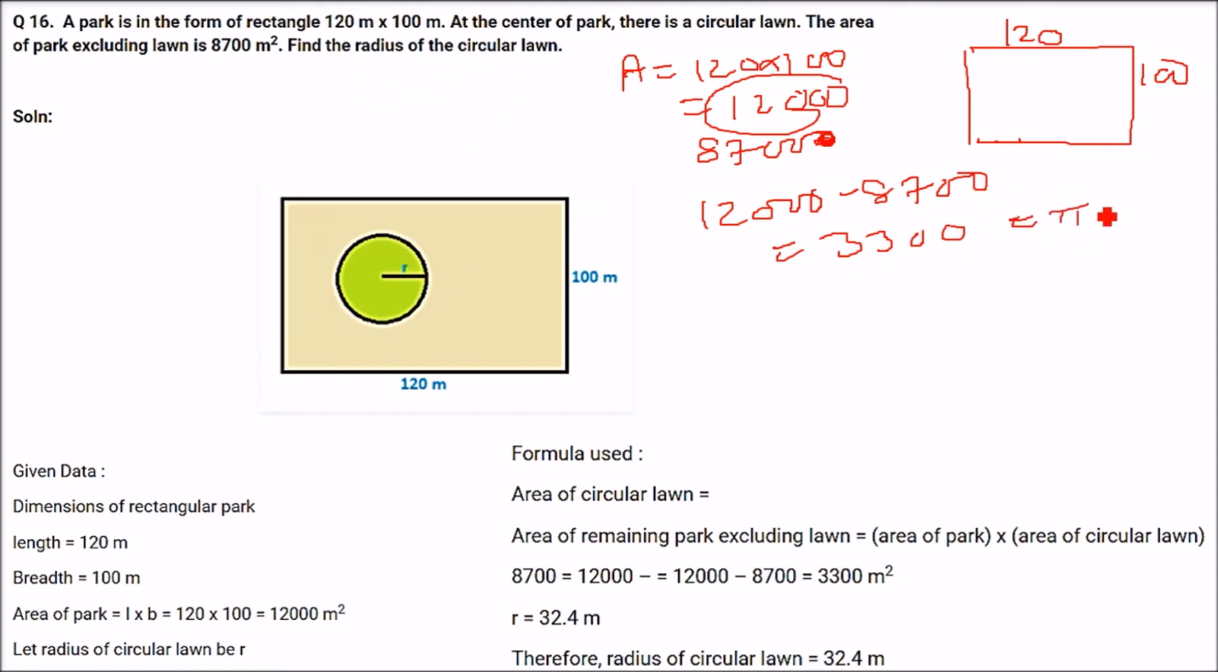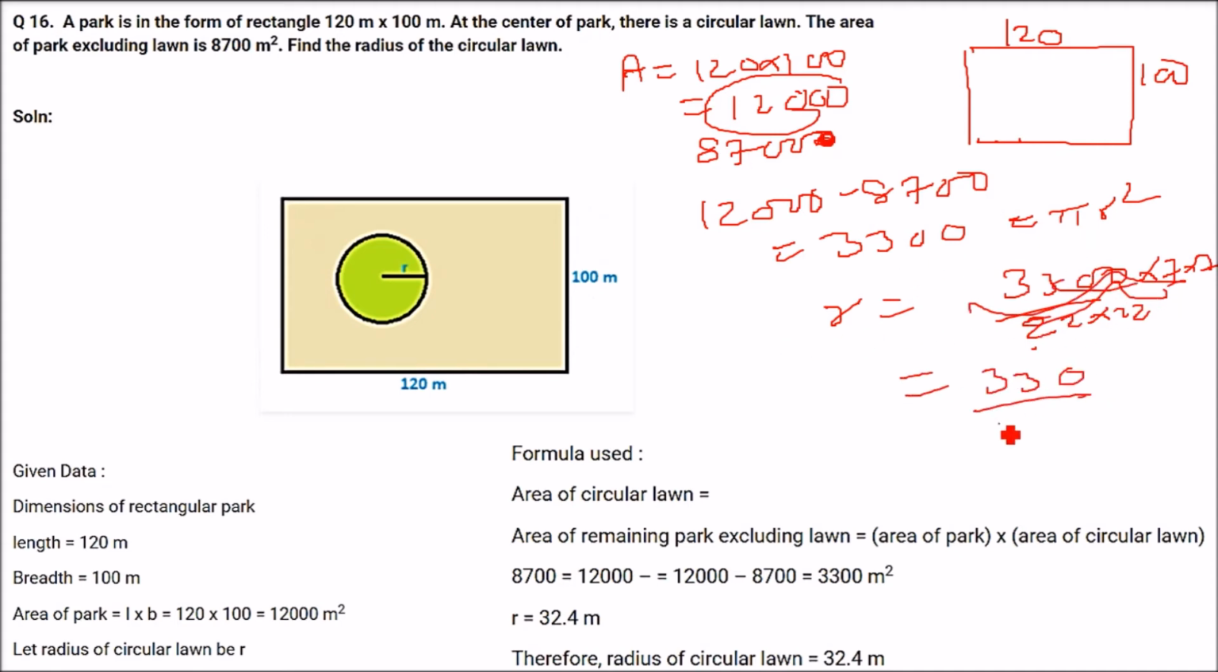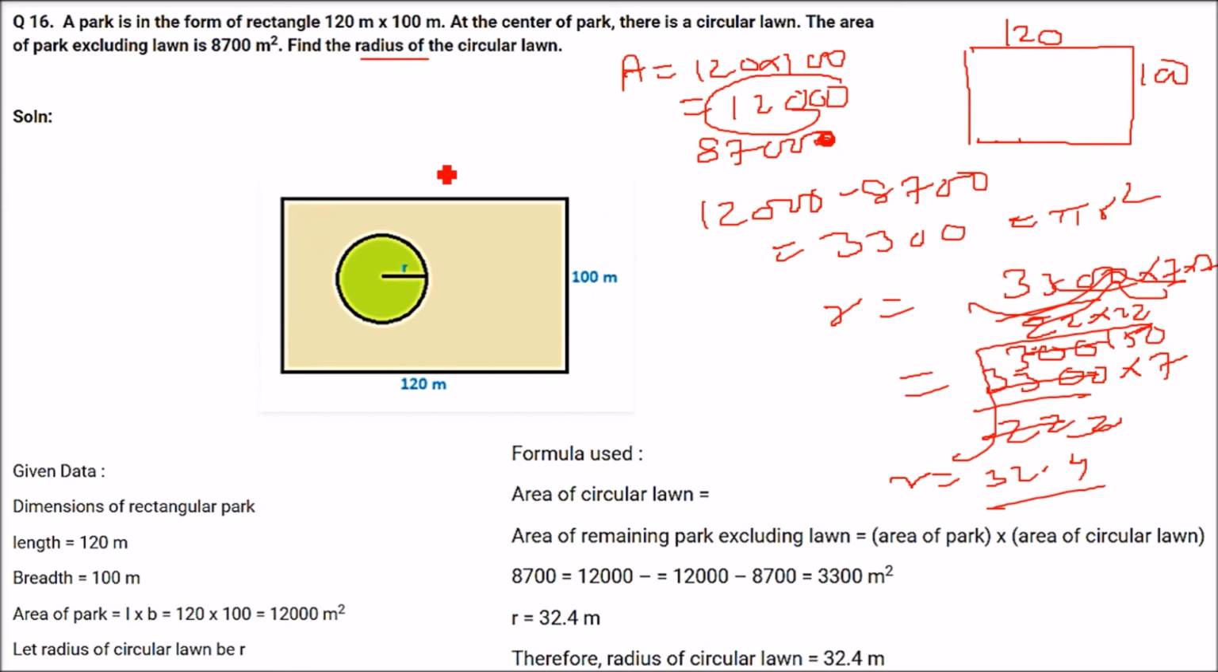So area is known for the circular lawn. Just put it as pi r square. So r square will be equal to 3300 divided by pi. I'm writing pi as 22 by 7. So 11 2s are 22, 11 3s are 33, 0, 0. It is 150, 150 into 7. You take the square root, and you get r as 32.4. The radius is 32.4. This is what has to be found out.